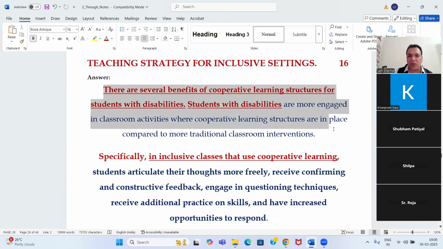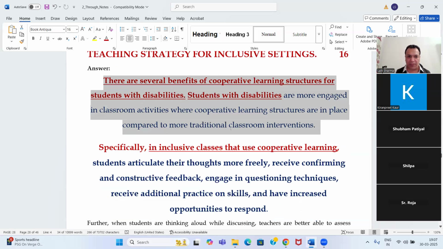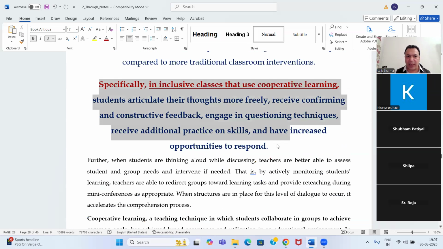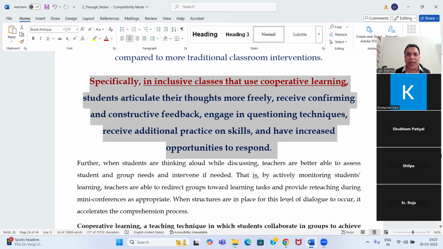So there are several benefits of the cooperative learning structure for students with disability. Students with disabilities are more engaged in classroom activities where cooperative learning structures are in place compared to more traditional classroom interventions. Specifically, in inclusive classes that use cooperative learning, students articulate their thoughts more freely, receive confirming and constructive feedback, engage in questioning techniques, receive additional practice on skills, and have increased opportunity to respond.